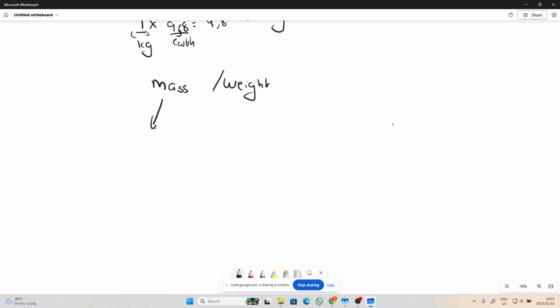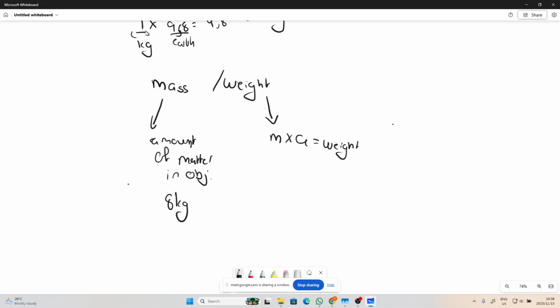Mass is the amount of matter in an object. So like let's say 8 kilograms of mass, for example. Weight, on the other hand, is your mass times your acceleration. In this case, gravitational acceleration gives us your weight. Meaning, this one will stay the same. So I can be on the moon. My mass is still 8 kilograms.